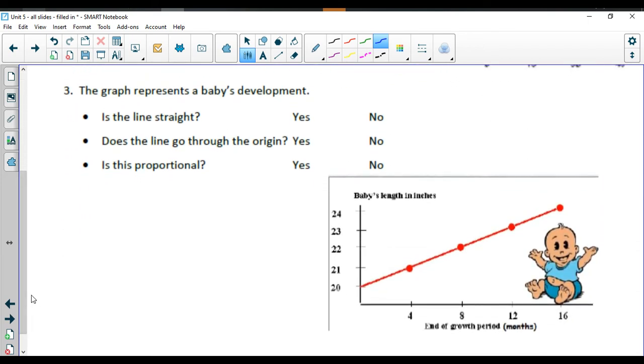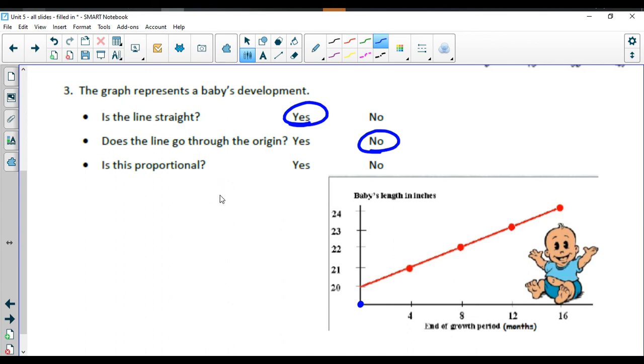Take a look at number 3. I'm going to ask you the same questions and have you answer them. Is the line for this one straight? Yes, the line actually is straight. Does the line go through the origin? No, the line does not. The origin is down here and it looks like the line has been shifted up.